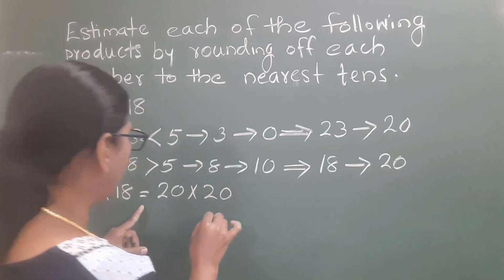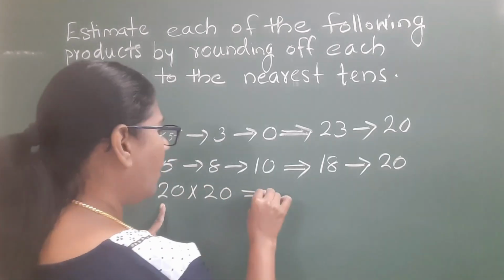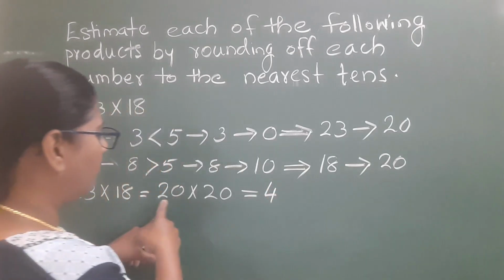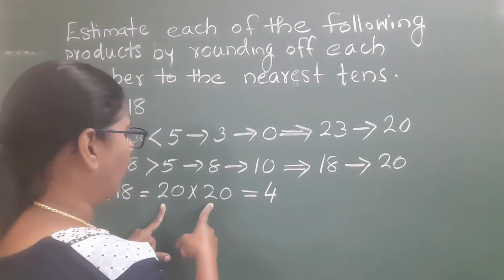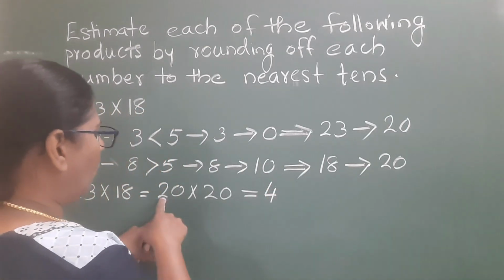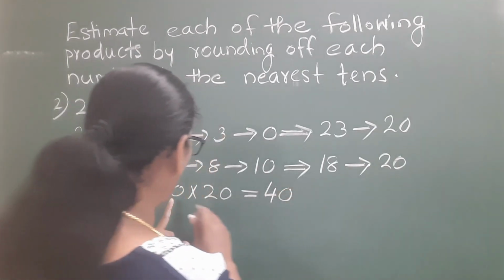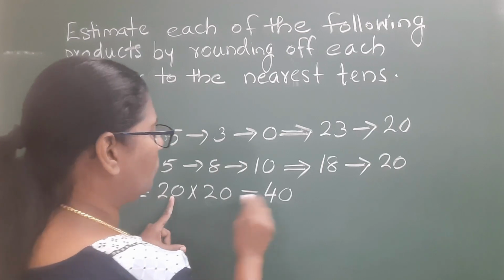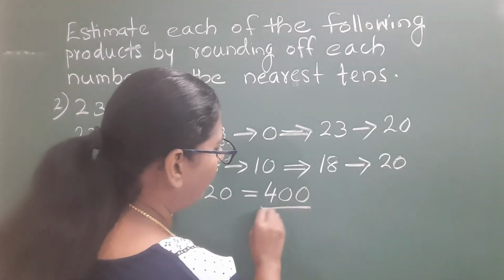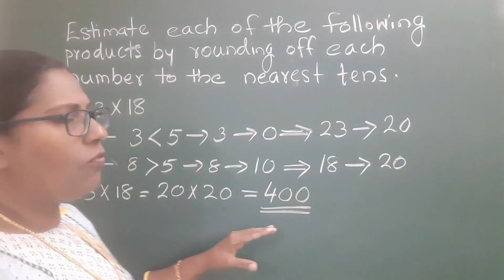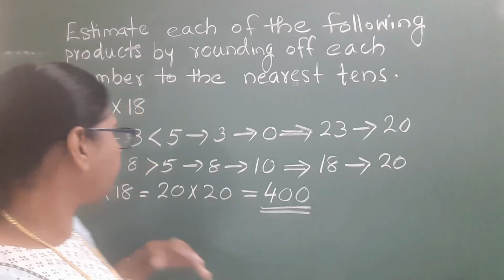Here also we will do the same. 2 2s are 4. Instead of multiplying 20 into 20, we will do it this way. 2 2s are 4, and then both the zeros. These two zeros we will put after 4. So 400 is the answer.